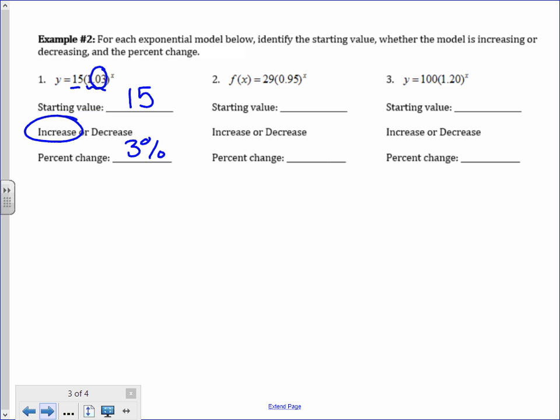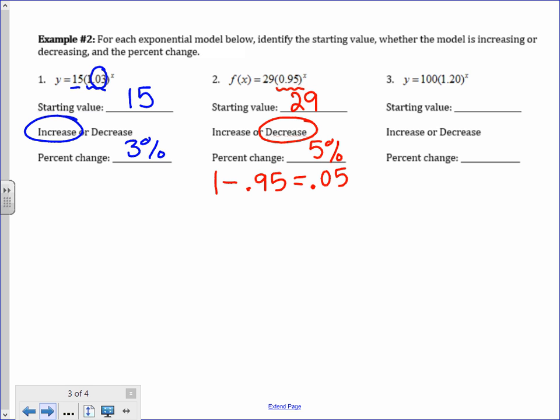All right, for number 2, my starting value is 29. When I look at 0.95, that's a value that's smaller than 1, so it's exponential decrease. And finding the percent change this time is a little bit harder. What I have to do is I have to take 1 minus 0.95. That's going to give me the percent that I'm going down by. When I subtract those two, I end up with 0.05, which is 5%. So you're starting at 29 and going down by 5%.